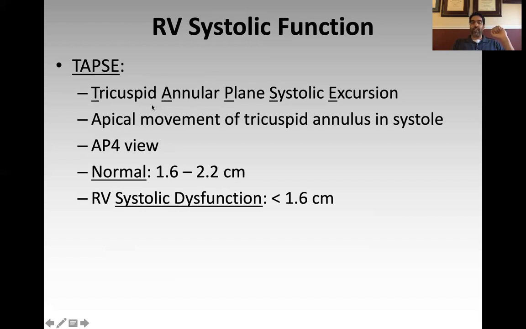So measuring the degree of annular movement up towards the apex in systole can get you a pretty good assessment of how well the RV is contracting. This is best done in the apical four-chamber view. You can do it in some of the other modified views, but the apical four-chamber view is your standard view. Normal annular movement is anywhere between about 1.6 to 2.2 centimeters. Under 1.6 is considered RV dysfunction.